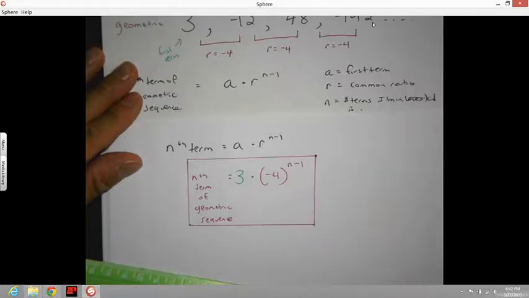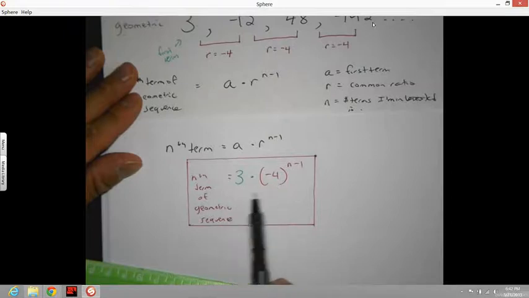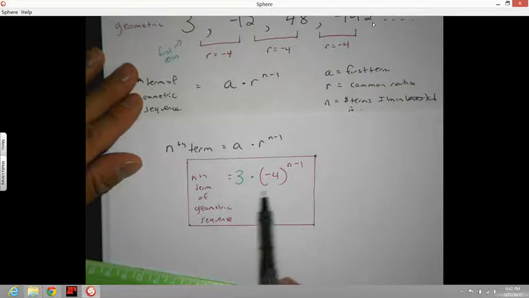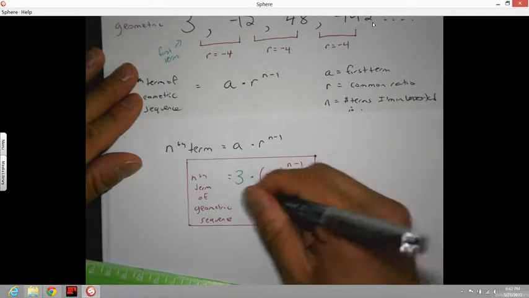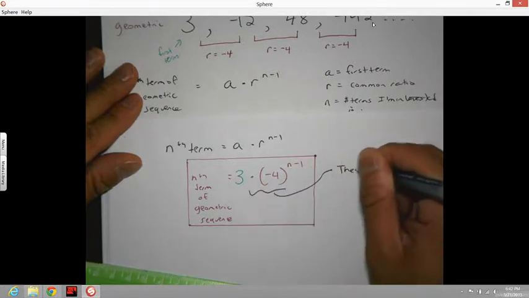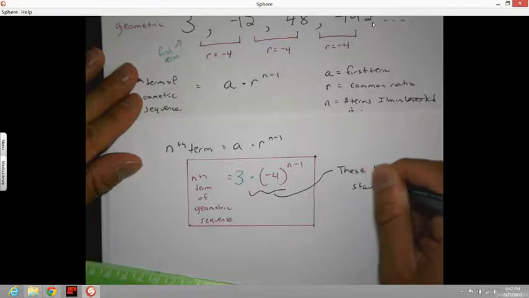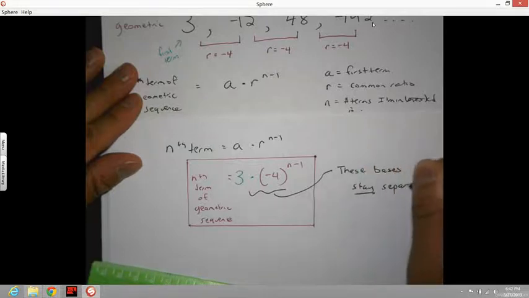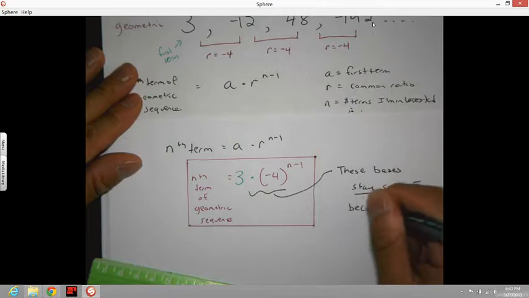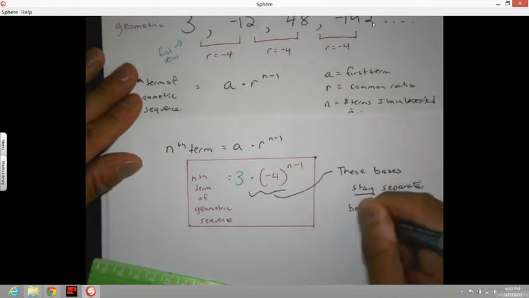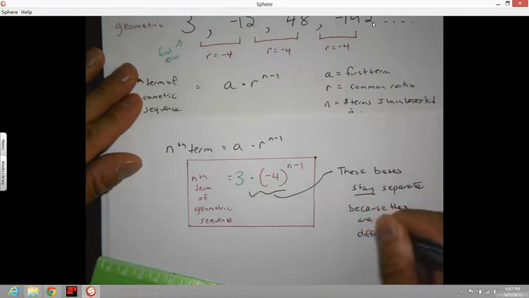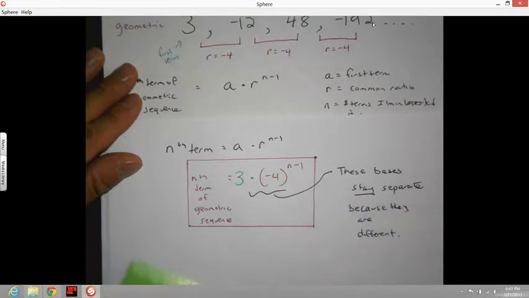Let me ask you guys this question. Can I multiply these two bases together? Is it allowed? And the answer is no, you can't. Okay? These bases stay separate because they are different. Okay? So I would recommend that you leave it that way.